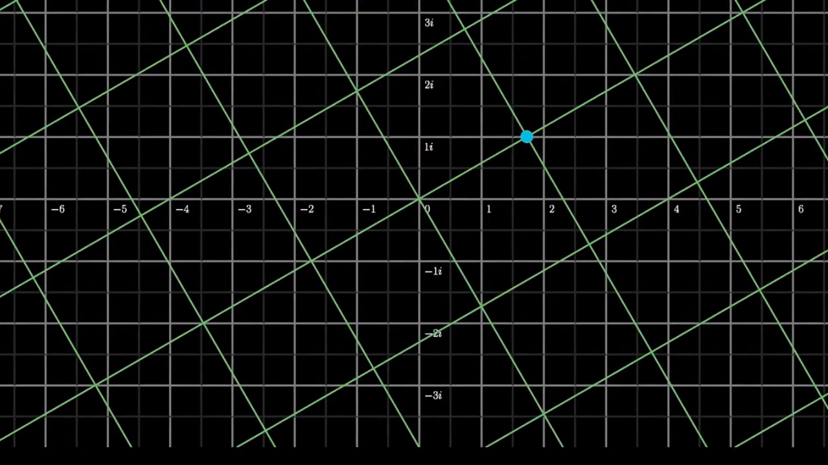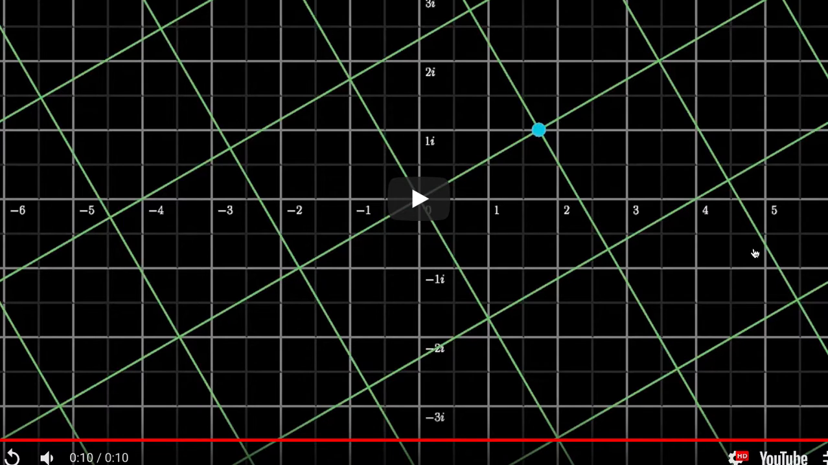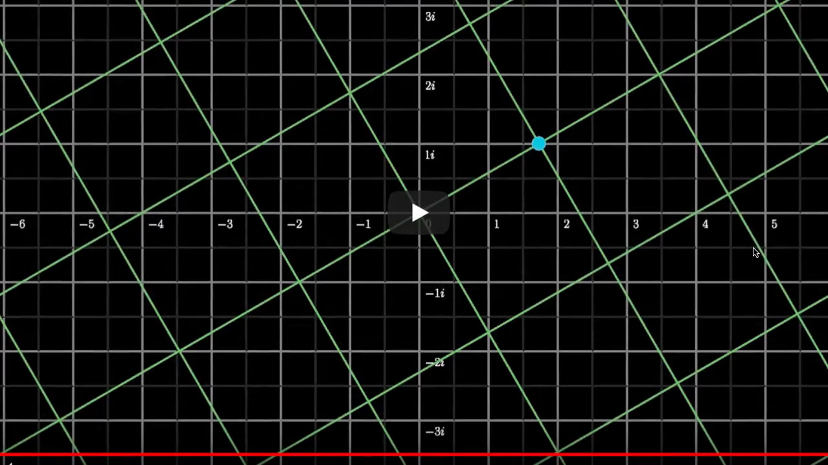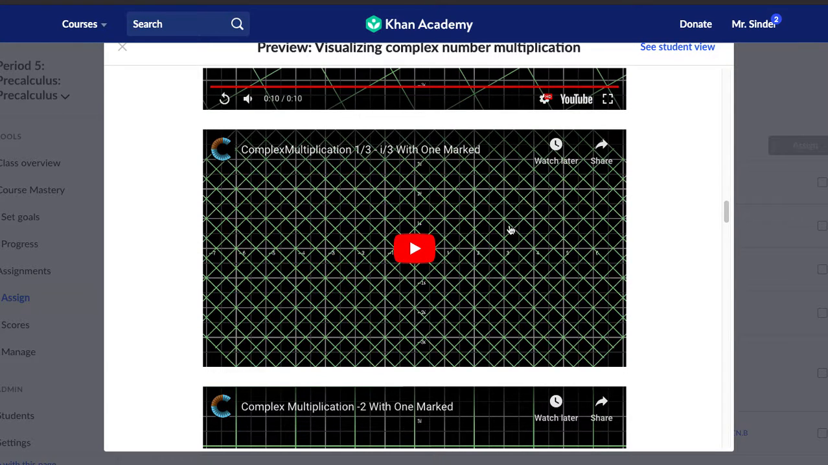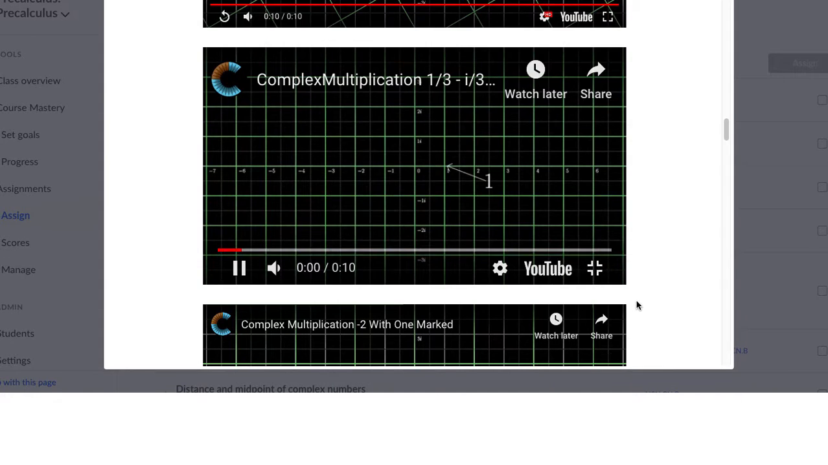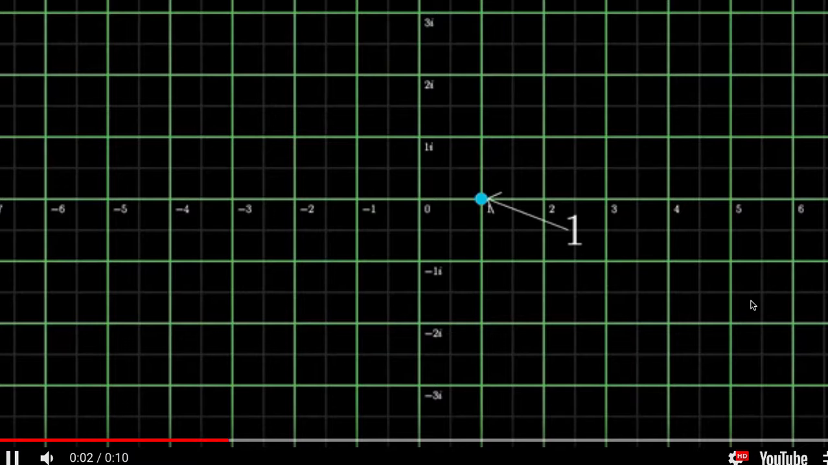I'm rotating by 30 degrees, stretching everything by a factor of 2. Can we do that? Can we put numbers in that thing and make it spinny? I don't have the program to do this. Again, this is the same video that we saw before, but now 1 is marked.